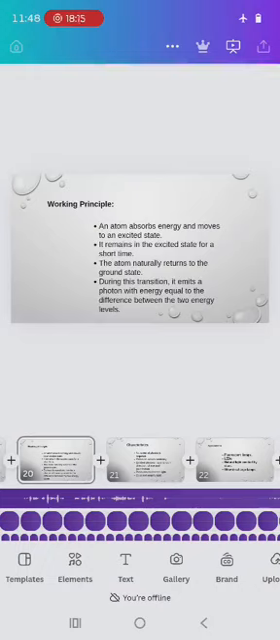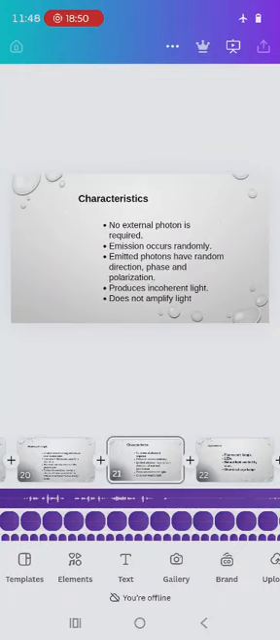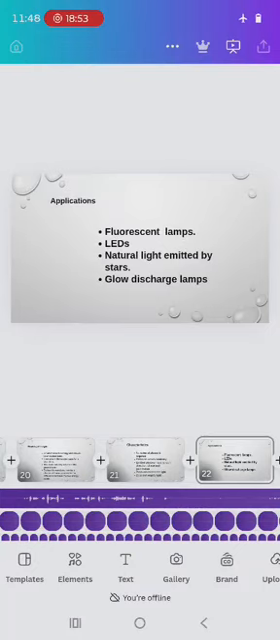Then, the principle. An atom absorbs energy and moves to an excited state. It remains in the excited state for a short time. The atom naturally returns to the ground state. During this transition, it emits a photon with energy equal to the difference between the two energy levels. This is the characteristic. This is the application.